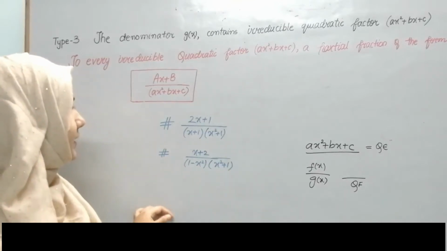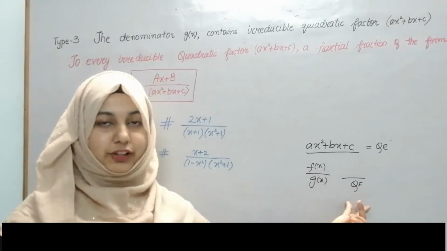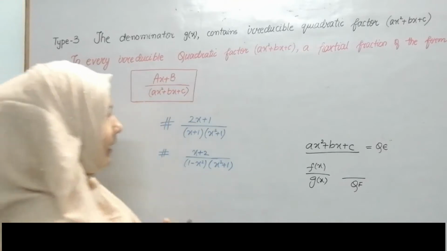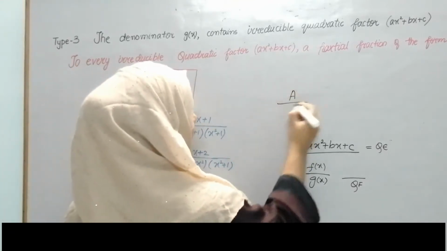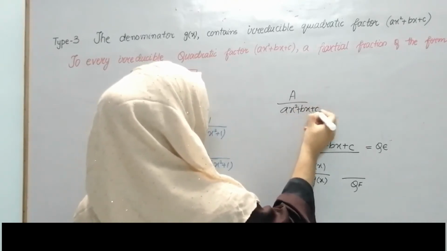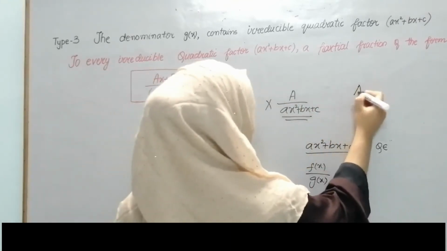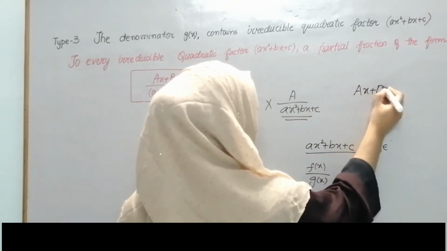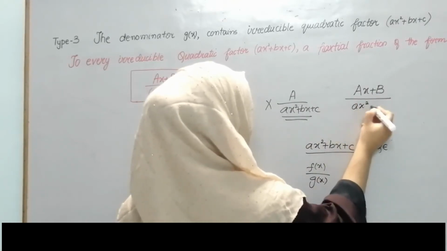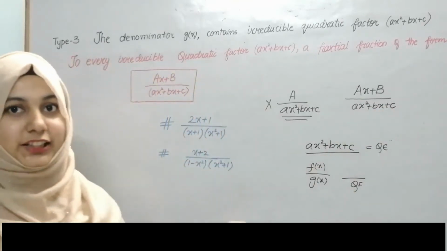What does this mean? If the denominator g of x has a quadratic factor, then I'm going to reduce it in this way. I won't be writing it as a by ax square plus bx plus c. I'll be writing ax plus b by whatever the factor I have. Suppose the factor is ax square plus bx plus c. I think you're clear with this.